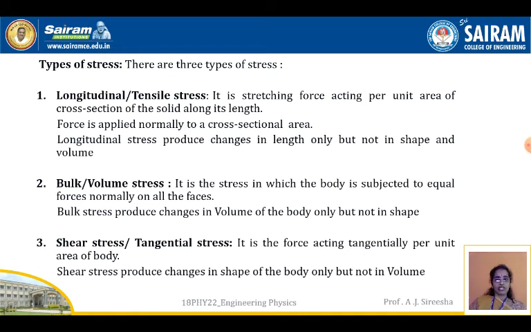Next is shear stress. It is a force acting tangentially per unit area of a body. Shear stress produces changes in the shape of the body but not in the volume. So these are the three types of stresses.